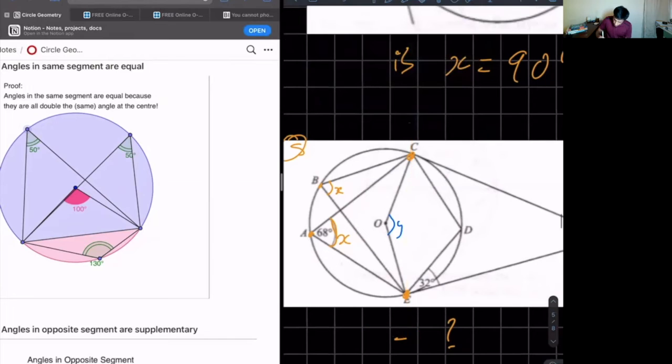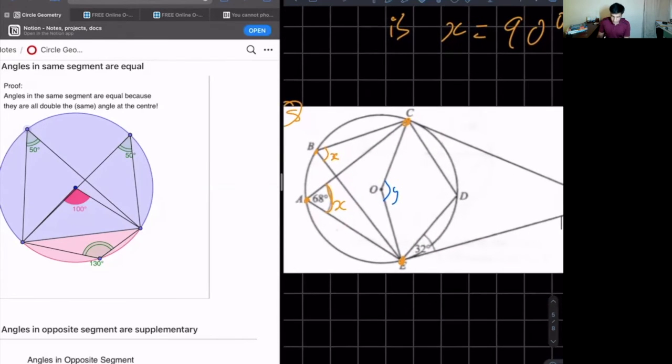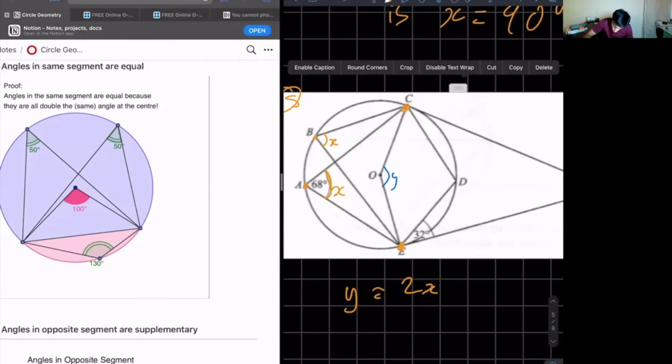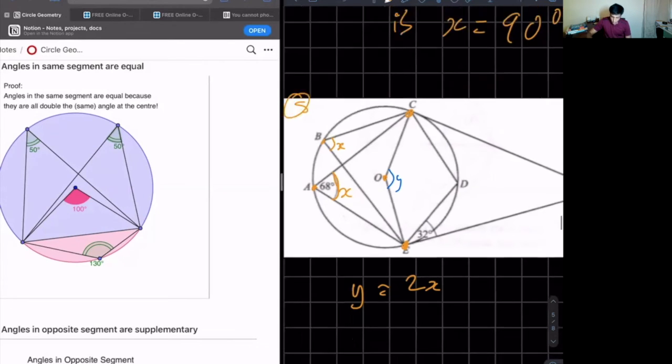Put into chat, what's the relationship between x and y? Good, y equals 2x, right? You have the solutions right here. 100 is twice of 50. And notice this has to be in the center, right? This has to be in the center.